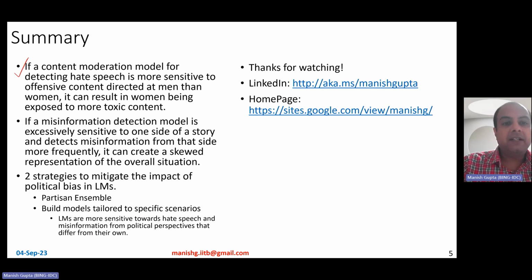For example, if a content moderation model, a hate speech model, is built for detecting hate speech, and if it is more sensitive to offensive content directed at men than women, then it can result in women being exposed to more toxic content. Right. Similarly, if a misinformation detection model is excessively sensitive to one side of a story and detects misinformation from that side more frequently, it can clearly create a skewed representation of the overall situation. Right. So how do you handle such issues in pre-trained and fine-tuned language models on specific tasks like hate speech and misinformation detection? Well, the authors propose two strategies to mitigate the impact.